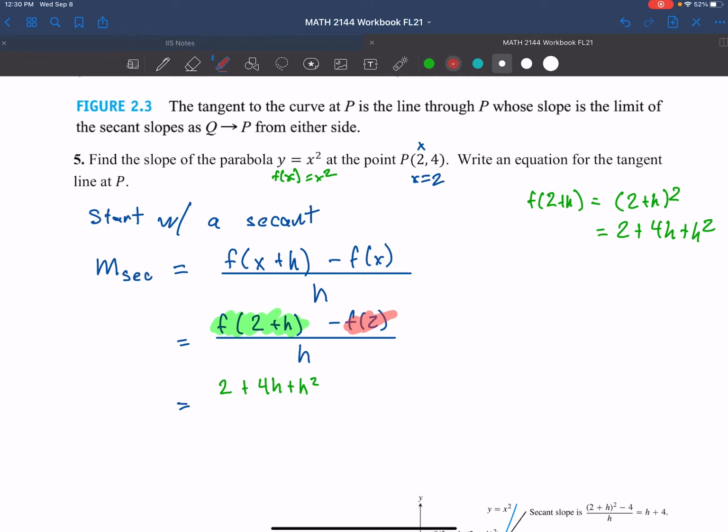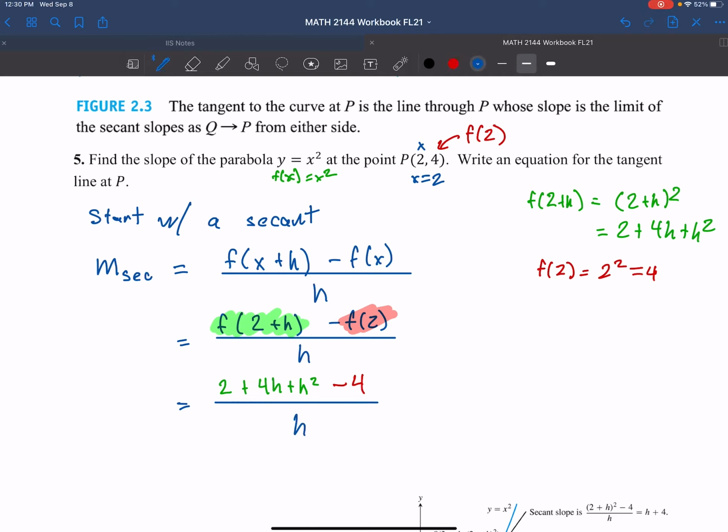Now let's do f of 2. Again, you may choose to do it off to the side. F of 2 is equal to 2 squared, which is 4. Honestly, you could have found that directly from here. That is f of 2. It's 4. So this is f of 2 + h minus 4. And then we're going to divide by h.